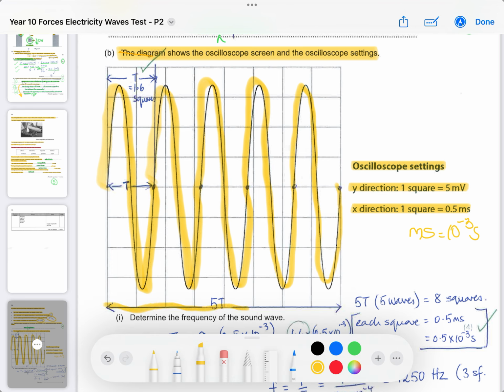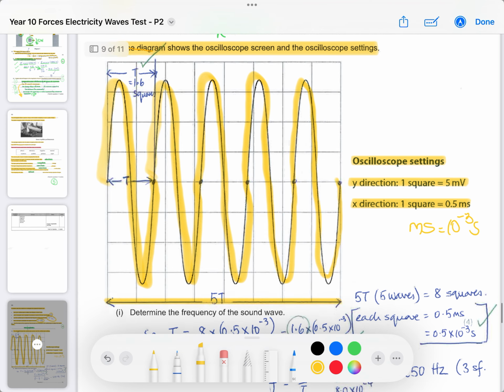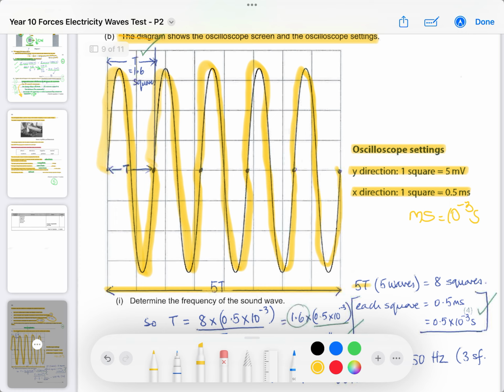5 complete periods across 8 squares. So you've got 5 periods of a wave, 5 waves, 8 squares. How much is each square worth? It tells you here, each square is worth 0.5 milliseconds. So if you've got 5 waves over 8 squares, each period is 1.6 squares. And once you've got 1.6, you get 1 mark.